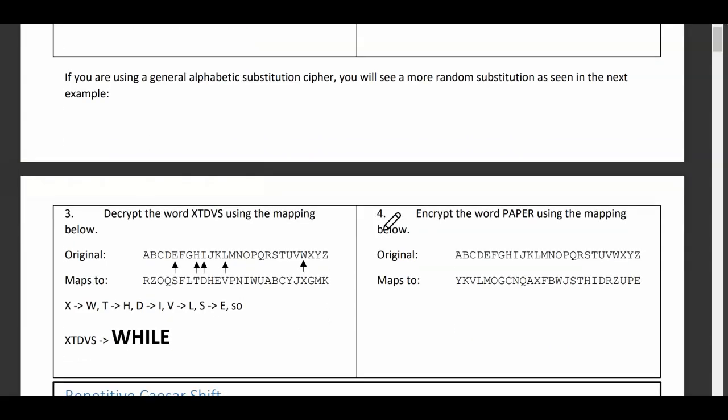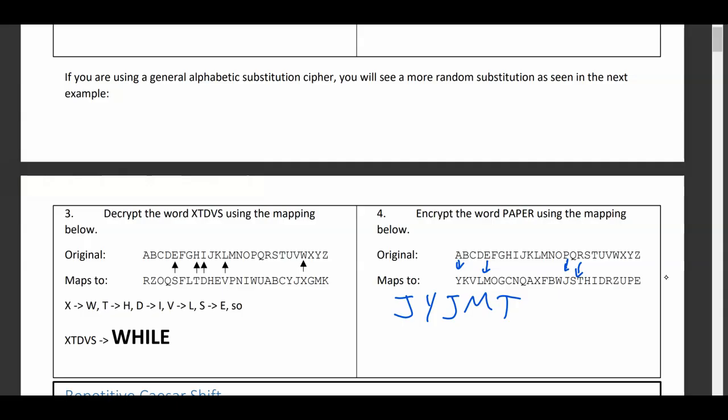You might also have a random cipher like this. Paper. You just go to P, this is J. Go to A, it's a Y. P is a J. E is an M. And R is a T. Going down, encryption. Going up, decryption.